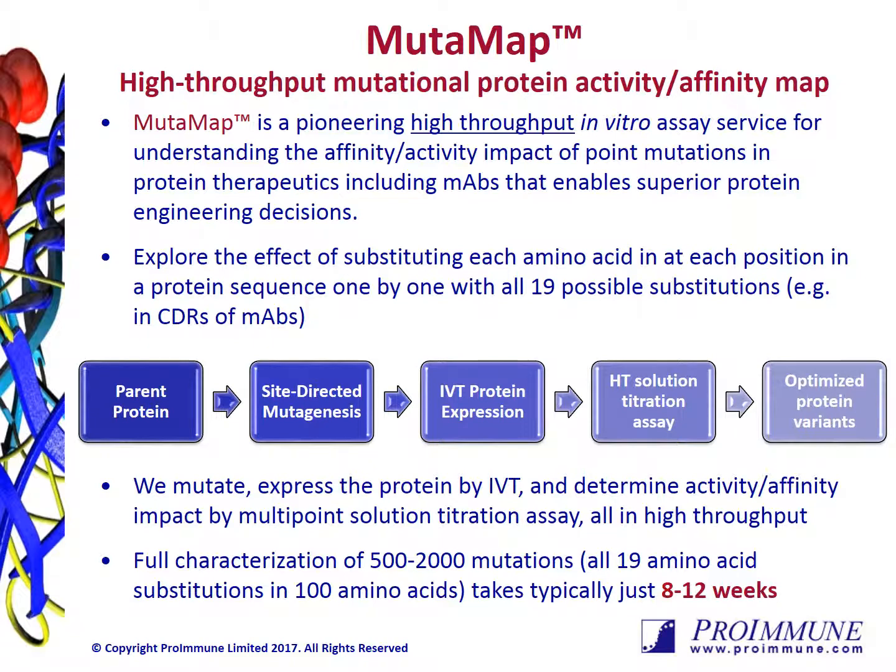To do this, we first take the parental sequence and through a process of site-directed mutagenesis, protein expression using in vitro translation, followed by highly sensitive multi-point solution equilibrium titration immunoassay, we then generate a map of all the beneficial, permissive, or harmful mutations in the sequence of interest. Most importantly, a full characterization of 2,000 mutations, all 19 amino acid substitutions in a 100 amino acid protein sequence, takes just 12 weeks.